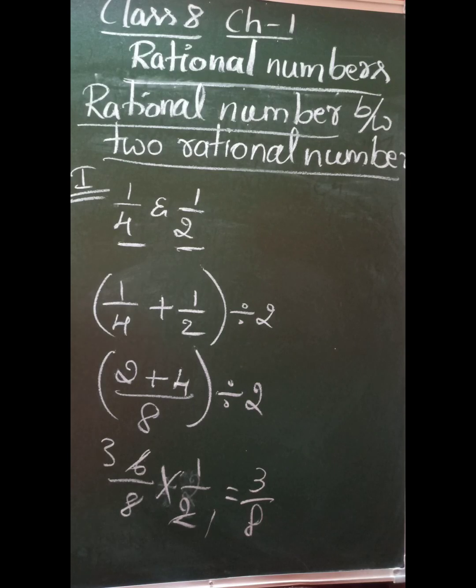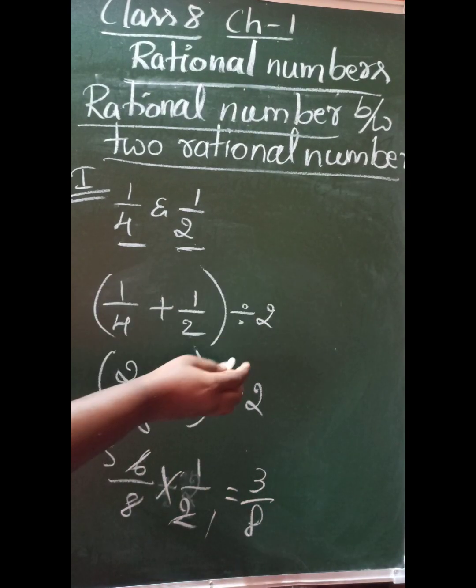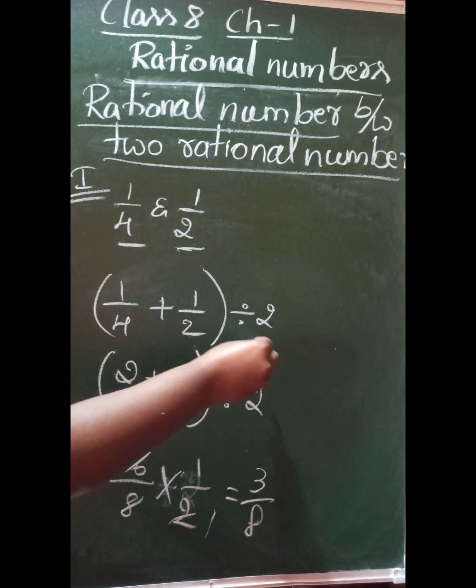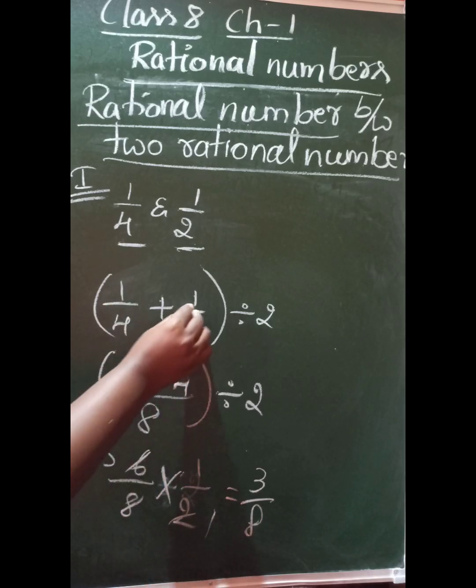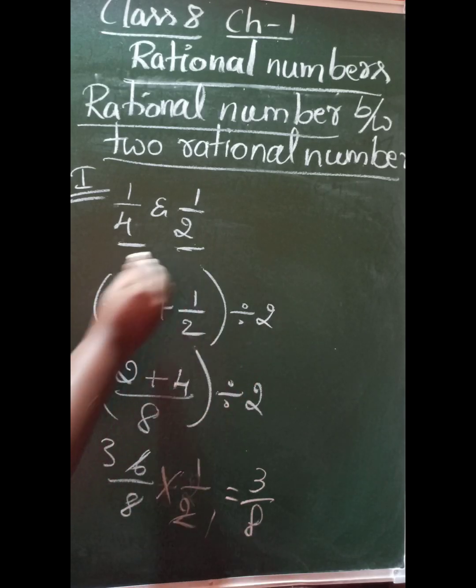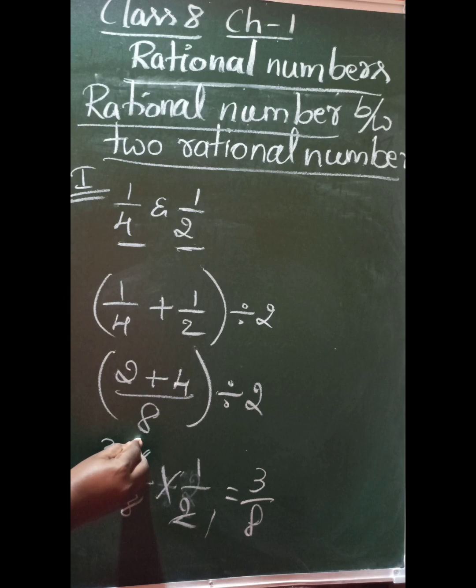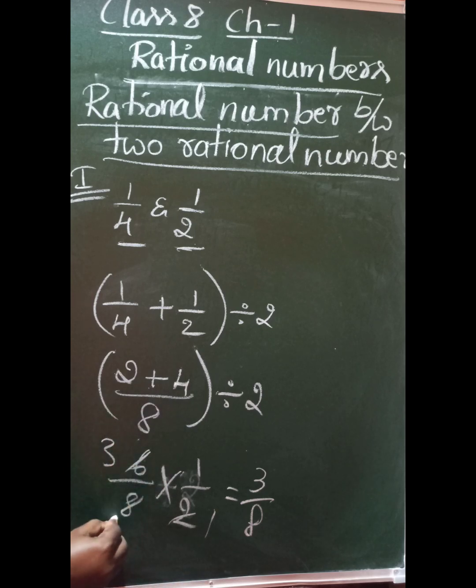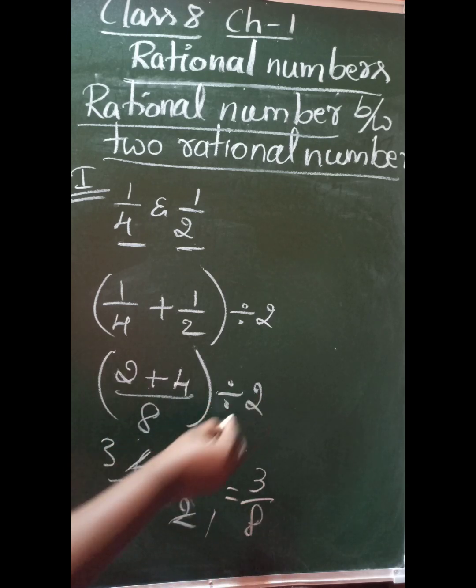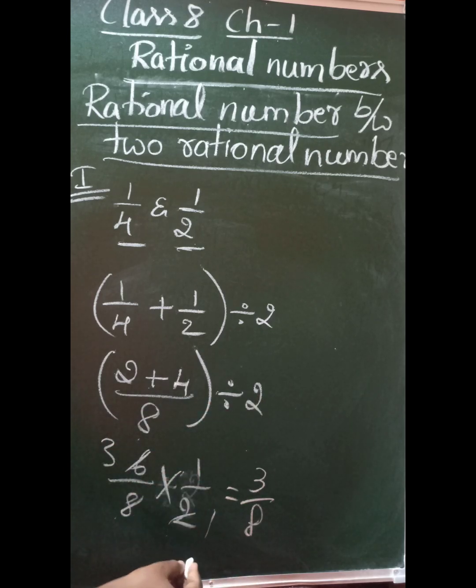First you need to consider how many numbers are given, that is 2. Now divide this entire equation by 2, that is 1 by 4 plus 1 by 2, divided by 2. Solve this equation by taking 8 as LCM. Then in the numerator you will get 2 plus 4 divided by 2. Now add this, you will get 6 by 8 divided by 2. You can write it as into 1 by 2. So after solving this you will get 3 by 8.